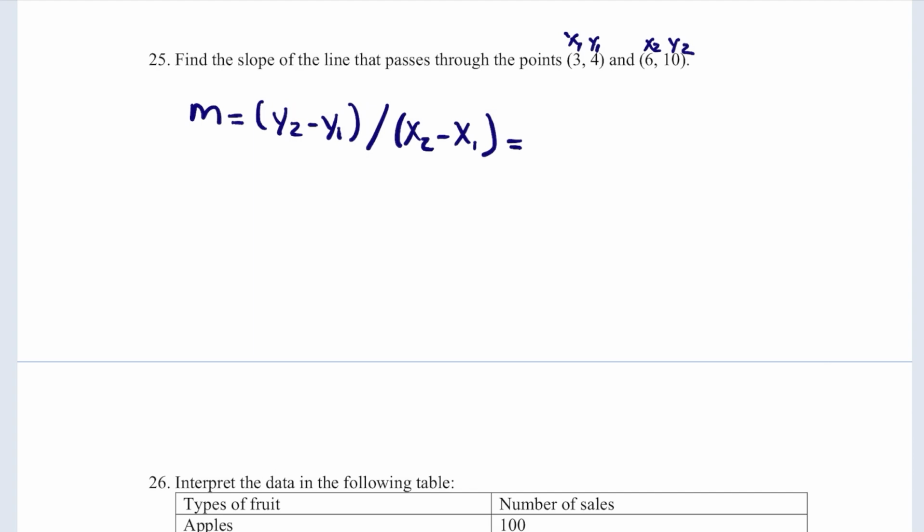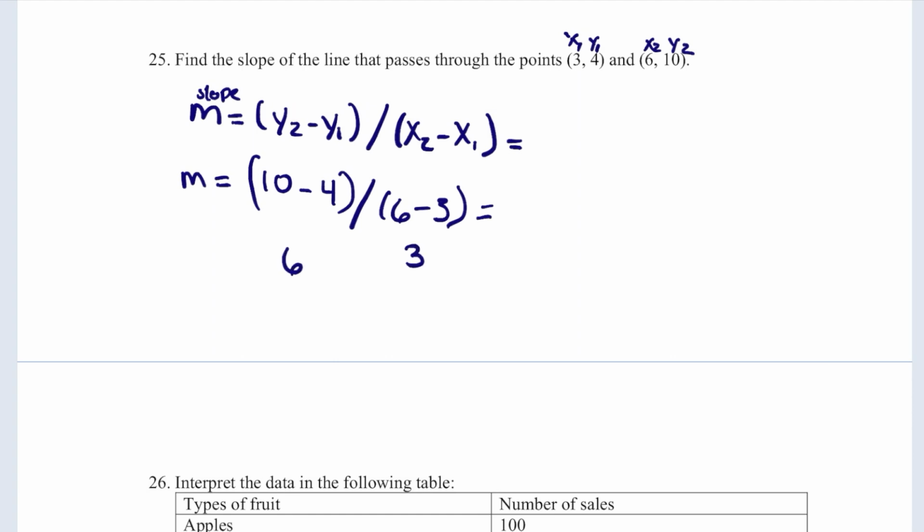So now if we just plug the numbers in, m is our slope, equals 10 minus 4 and 6 minus 3. So this is going to equal 10 minus 4 is 6. 6 minus 3 is 3. So we have 6 divided by 3. And that is going to equal 2. So that is our answer. The slope is 2.